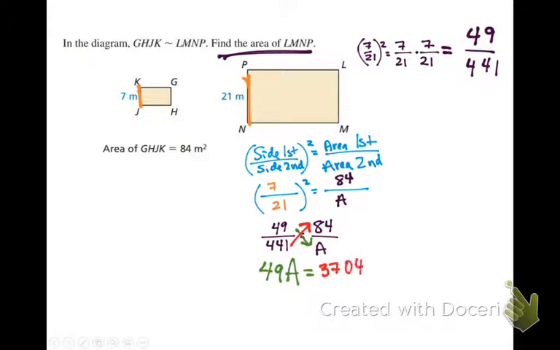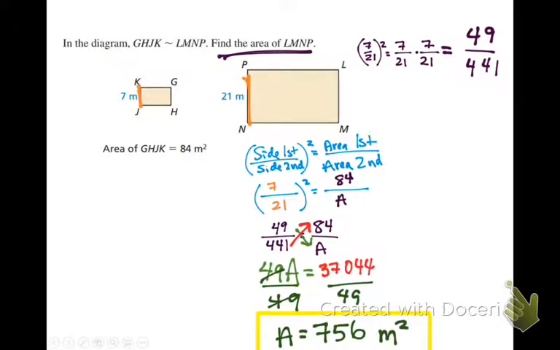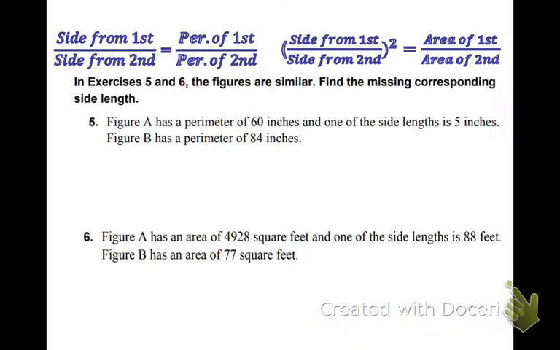37,044? Okay, and then divide by 49. So what do we get as our area? 756. So this is area, so we're going to say meters squared. Area is measured two-dimensionally, right? So they say you can fit this many squares in this area. If you reduce, did you get the same answer? Yeah, you did.